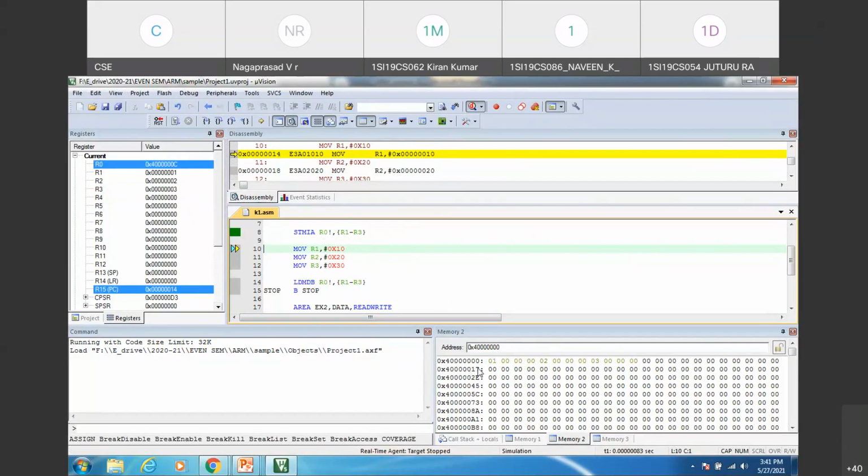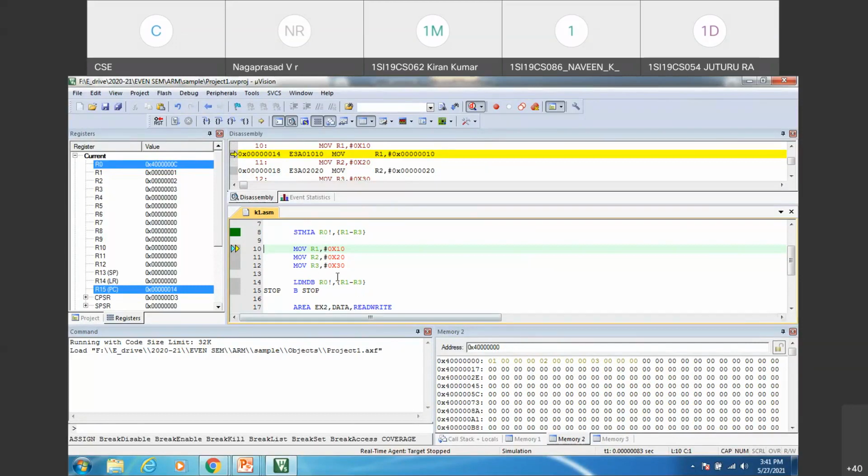4 followed by 70H. At this location, R1 content is written in little endian format. In the next 4-byte location, R2 content is written. In the next 4-byte location, R3 content is written. So if you are moving from lower address to higher address, from lower register to higher register, the data will be written. 1, 2, 3 is the data held in R1, R2, and R3 respectively.